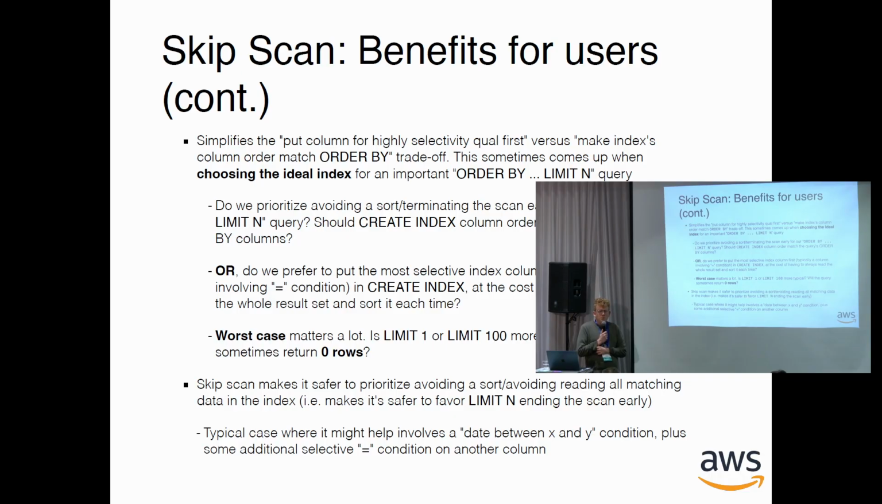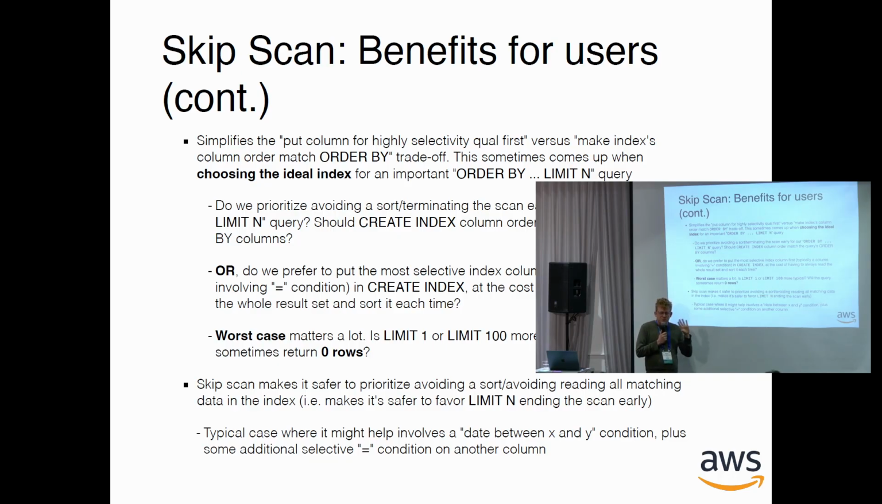You could imagine you would want to ideally have the column order match the order by from the query, so that you can terminate the scan early with an order by limit. You would want that, but then it's not obvious that you can get that benefit. You might also prefer to put the more selective column first instead. That would mean that you would always have to read all the data before being able to return one row, and then you'd have to do a sort. It's unclear in the general case which to prefer.